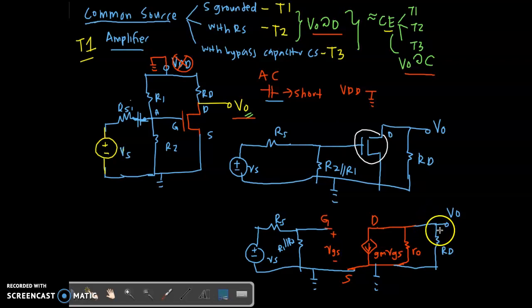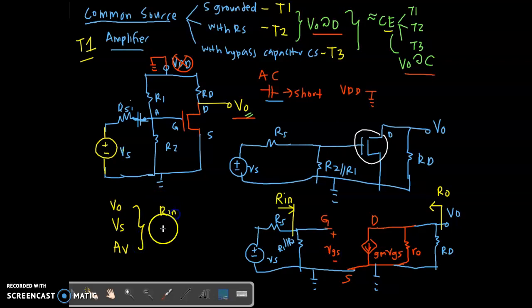Now what you need to do next is define where your R out is. Here will be your R out. Where is your R in? Is it before or after RS? It needs to be after your RS. So this will be your R in. This is the final equivalent circuit. What you need to find now is your V out, and then your VS, and finally your AV. In order to do that, you also need to find your R in and R naught.